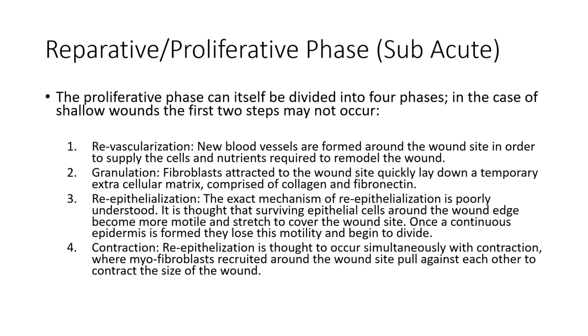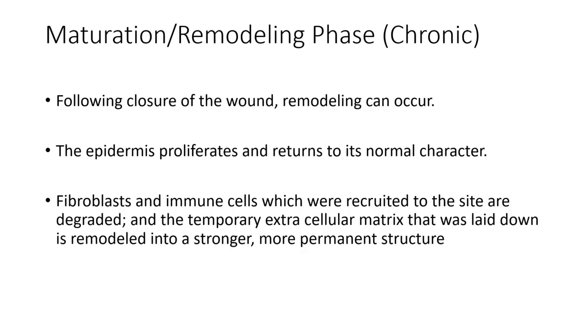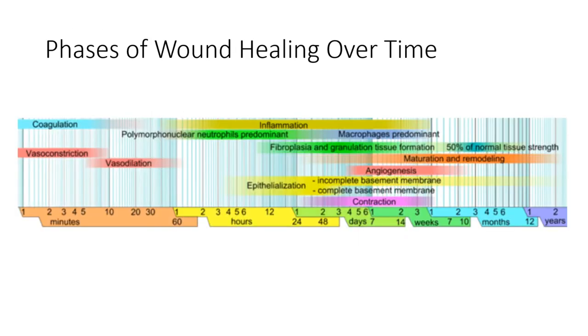And then we move into the maturation phase, or the chronic phase of healing, where we're remodeling, right? So now the wound's been healed, and we're starting to proliferate and return the skin to its normal character. And again, depending on the severity of the wound, this may look different. You'll learn more about this later on, but just remember that the phases of wound healing occur over a continuum.